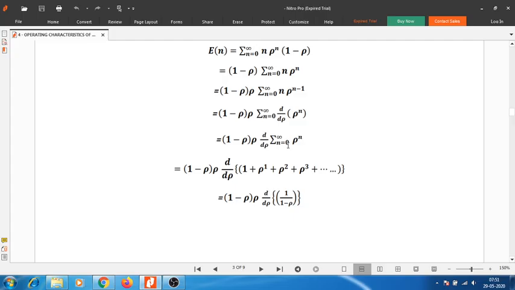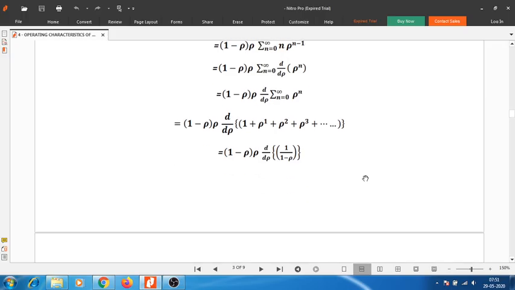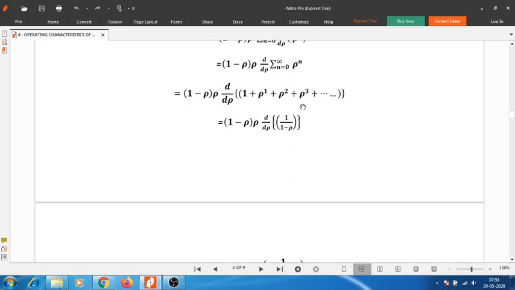Now the summation is expanded. Put n is equal to 0, rho power 0 is 1. Put n is equal to 1, rho power 1. n is equal to 2, rho square, and so on. Are you okay? Now what could it be? Again the sum of an infinite GP. What is the value here? 1 by 1 minus rho.